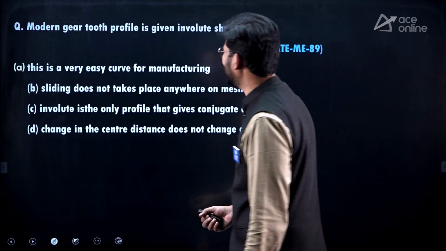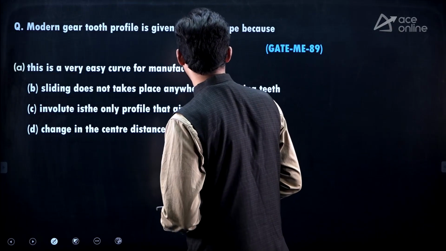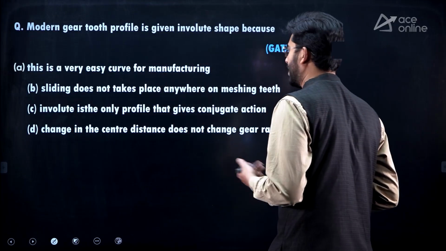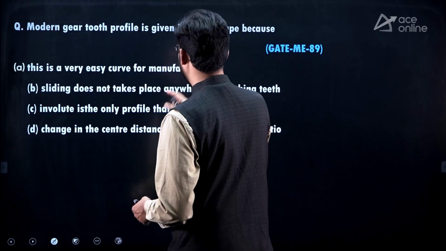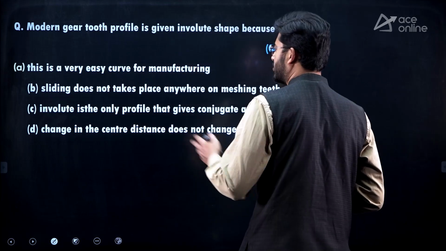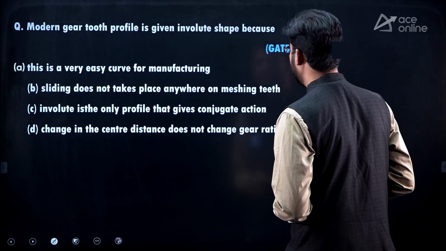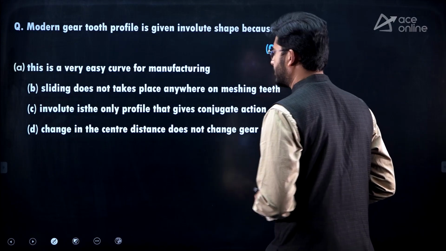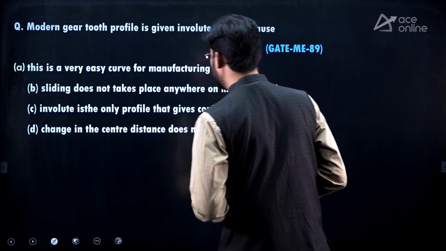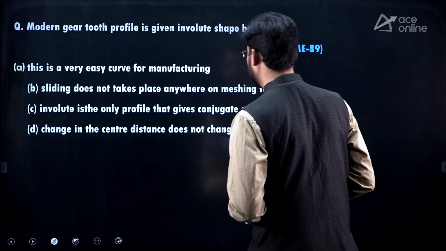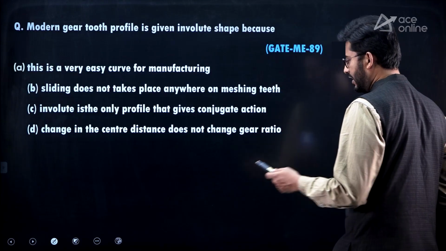Next question, the modern gear tooth profile is given involute shape because this is very easy curve for manufacturing. Option A says that it is very easy curve for manufacturing. Option B says that sliding does not take place anywhere on the meshing of teeth. Option C is involute is the only profile that gives conjugate action. Option D says that change in center distance does not change the gear ratio.